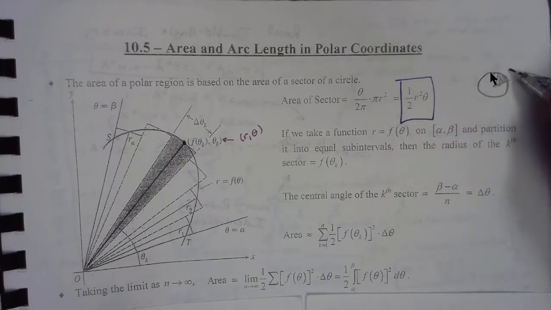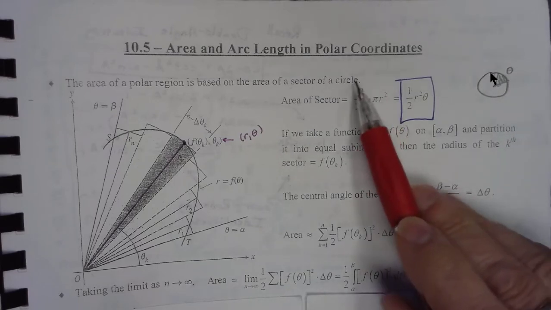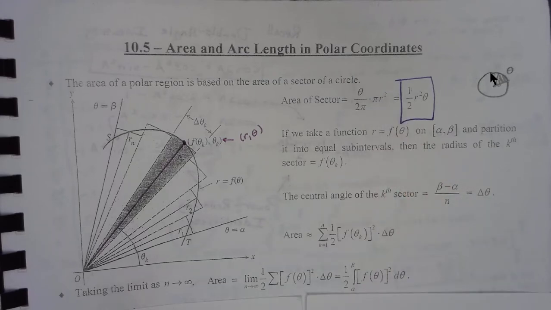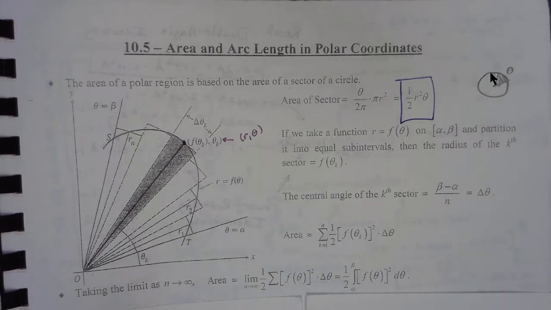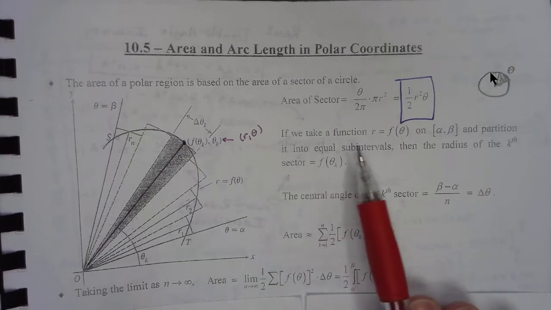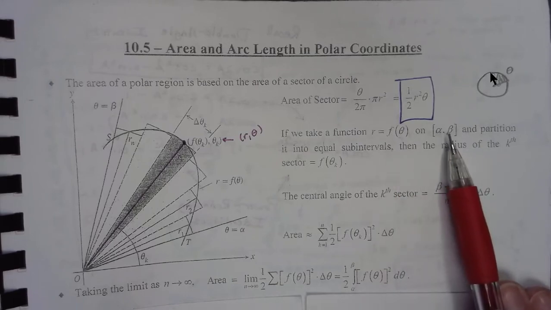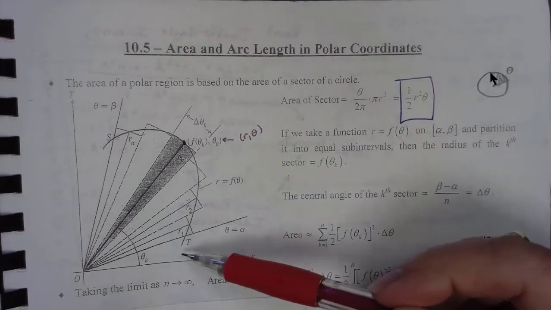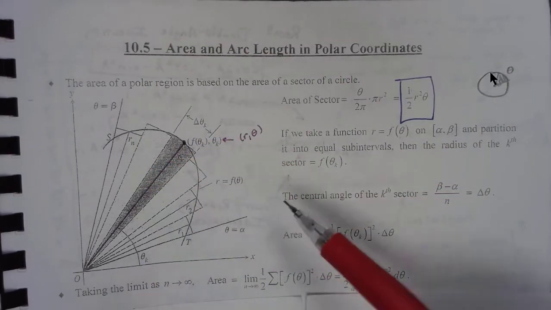In this case, we'll do 2 pi, but your theta was this length, theta over 2 pi, times pi r squared, the portion of the circle times the area of the circle. And this became 1/2 r squared theta. So if we take a function where r is a function of theta on the interval from alpha to beta, here I have a polar curve from alpha to beta.